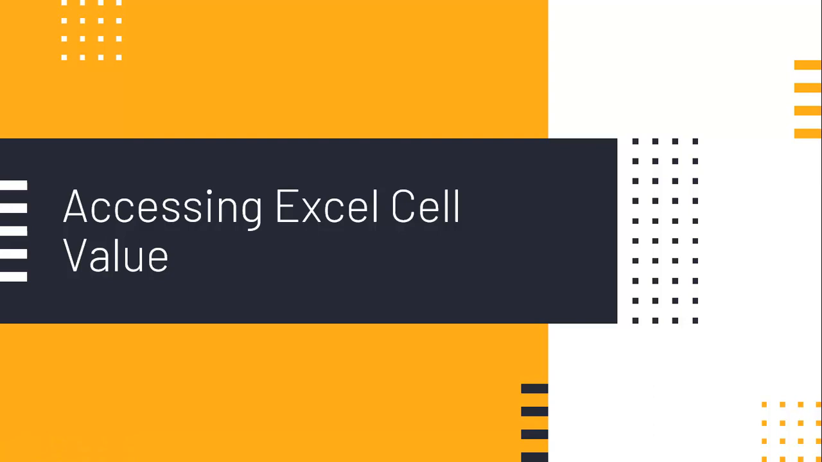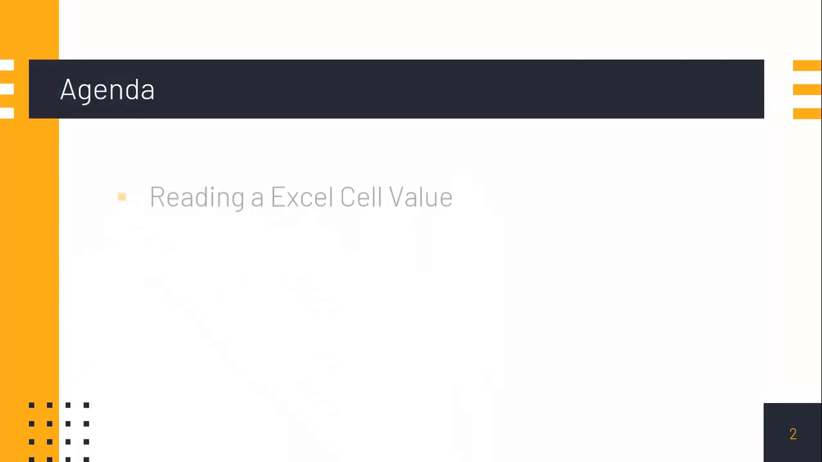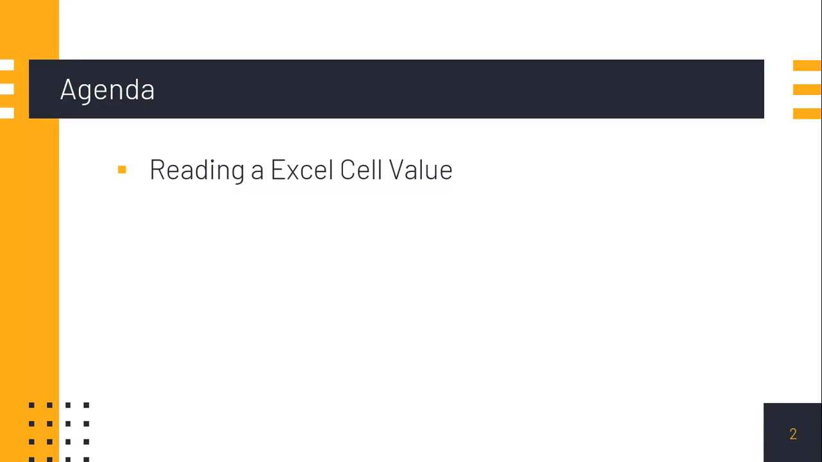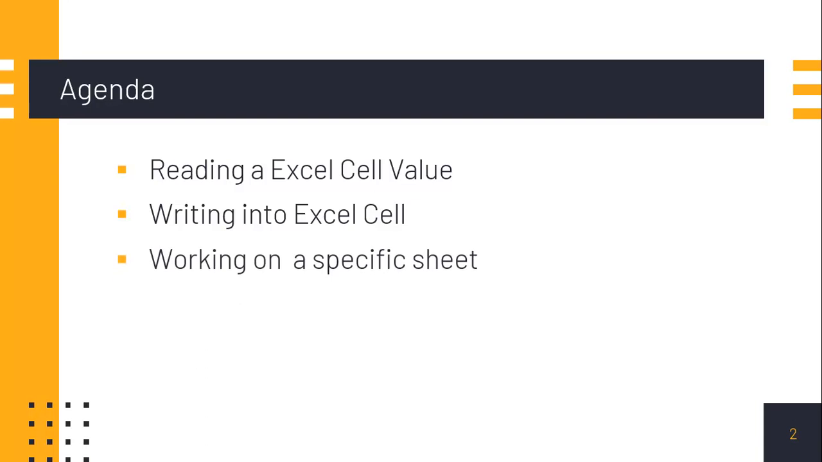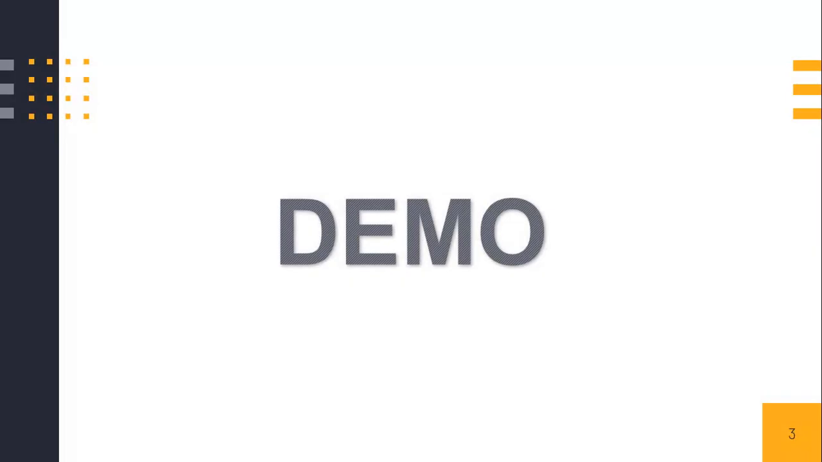Hey guys, welcome back. In this session, we will learn about accessing Excel cell values. First, we will see how to read an Excel cell value using VBA. Then we will look into writing it back to an Excel cell. We'll also look into a scenario where we have multiple worksheets and we want to read or write from a specific worksheet. So let's get started.